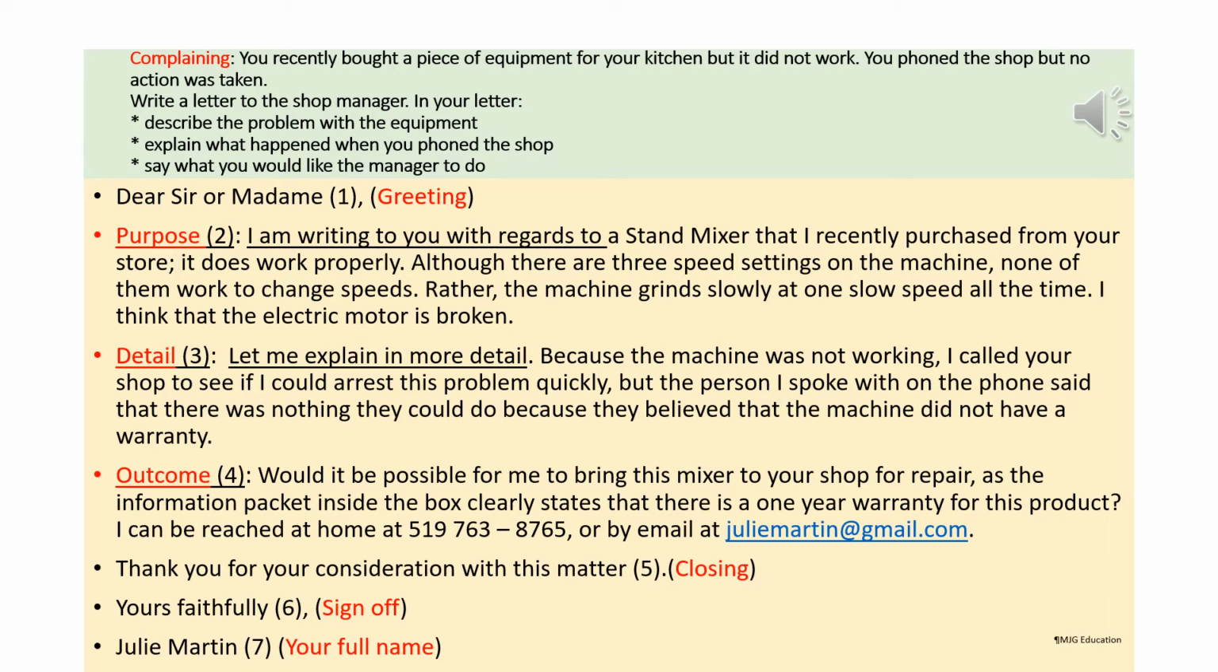And then finally, 4 here is the outcome, and this is what you prefer would happen. In this case, it says, say what you would like the manager to do, and that's why we call it the outcome. After that, you'll have a closing sentence where you say something like, thank you for your consideration with this matter. Okay. The sign off where you say yours faithfully, and then you'd write your full name. Don't just write your first name. This is a formal letter, so you need both your first name and your surname.